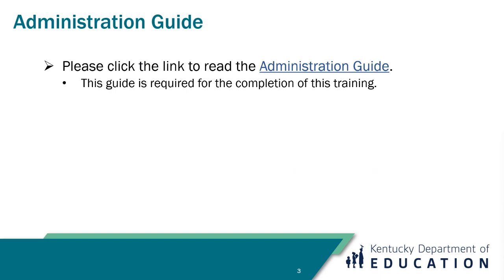On this slide, you will find a link to the Combined Attainment Task Administration Guide. Please open or download the administration guide for today's training. It can also be found on the Kentucky Alternate Assessment Resources page. Many quiz questions will come from the administration guide, so it is critical to have access to it.